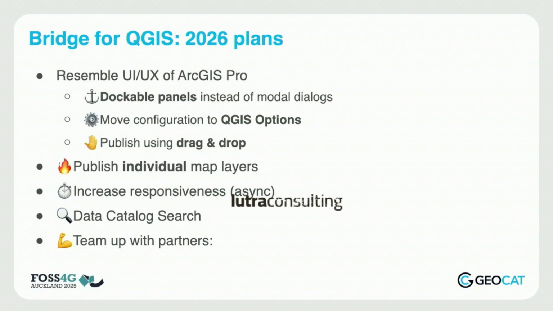So what we want to do is make the user interface user experience very much similar to the ArcGIS Pro, so that people in agencies using our technology can have the same experience, whatever platform they use. Dockable panels, and instead of the modal dialogues, and then move configuration to the QGIS options panel. So have that kind of in the same way as QGIS does other things, and also have the publishing using drag and drop.